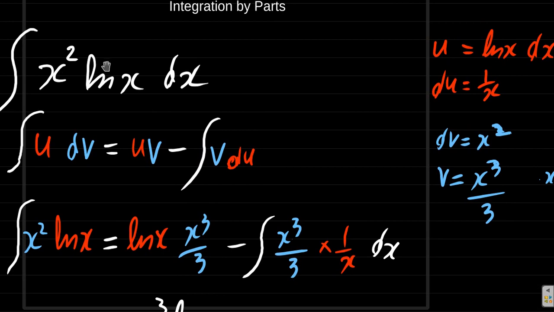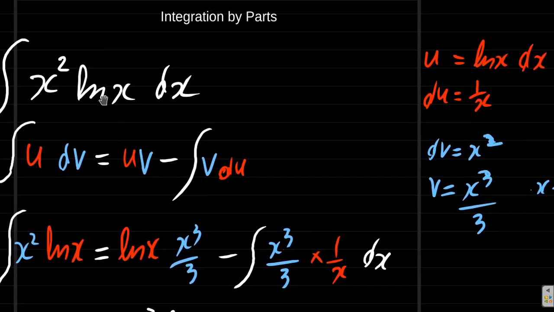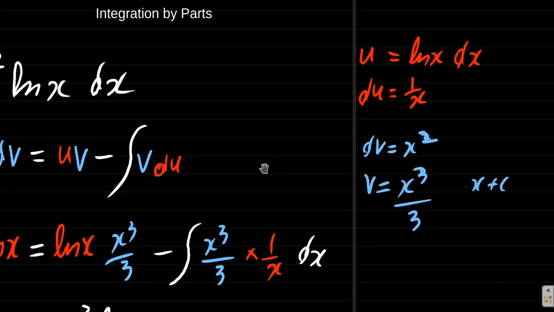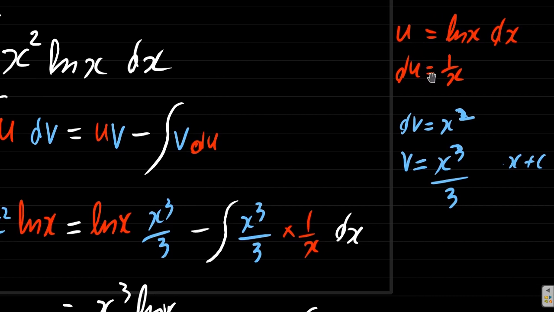The integral of x squared ln x dx. We have the integration by parts formula here. We choose u to be ln x and dv to be x squared. Now, here, when we go from u to du, we have to differentiate. So du is 1 over x. Okay?